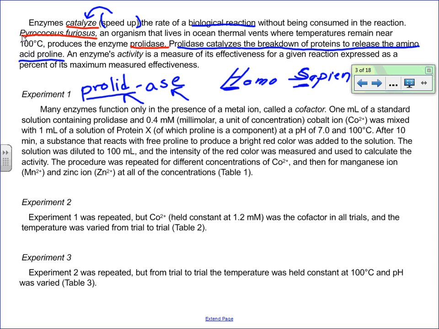The solution was diluted to 100 ml, and the intensity of the red color was measured and used to calculate the activity. The procedure was repeated for different concentrations of CoCl2 and then for the manganese ion and zinc ions at all of the concentrations. That was also a mouthful. This is a long, long description of a fairly complicated experiment. Let's go through and make sure we have all the vocab down before we move on.